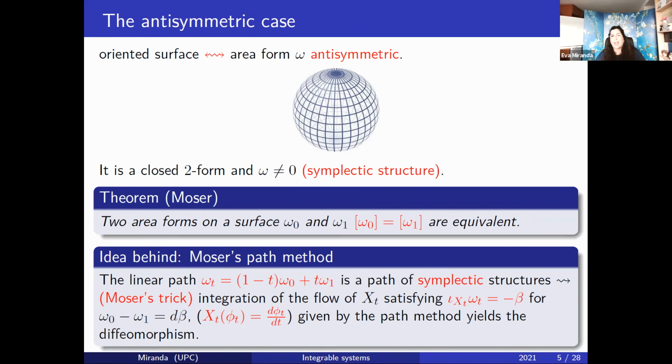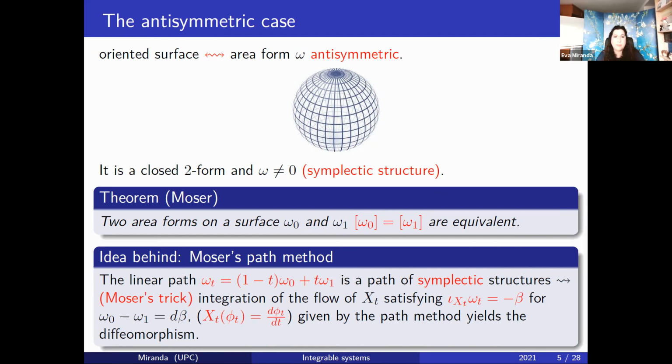Can I do this on a non-orientable surface? Oh, no, I cannot do this, because as soon as I have an area form, I know that the surface has to be oriented. So let's throw away all these non-orientable objects. Let's take, in the two-dimensional case, a closed two-form that doesn't vanish. And in the two-dimensional case, that's a perfect definition of a symplectic structure.